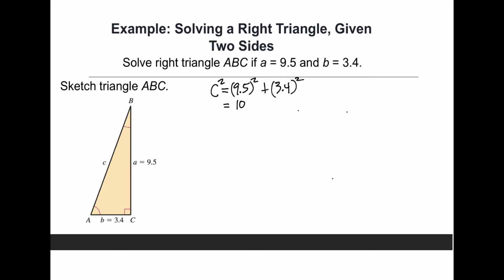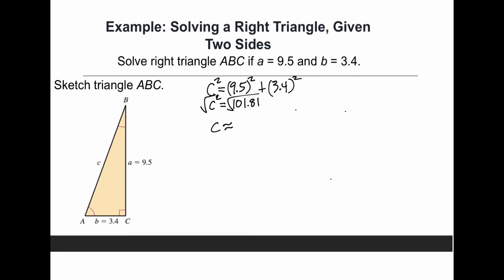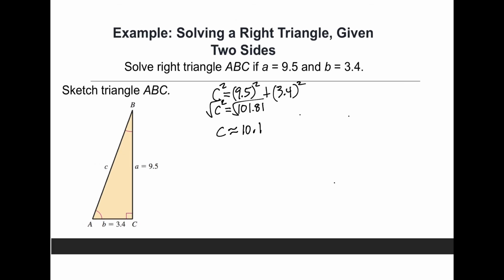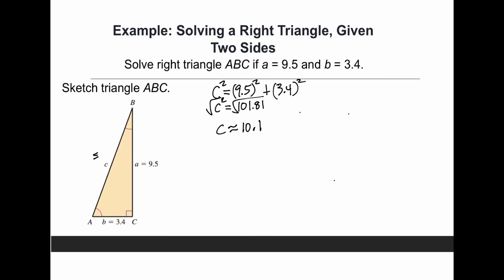9.5 squared plus 3.4 squared equals 101.81. Of course, that's c squared. Let's take the square root of that, get the approximate value. And when I get the approximate, I just try to put squiggly lines there to just show that it is that. And so we get 10.1 approximately. So C is about 10.1.